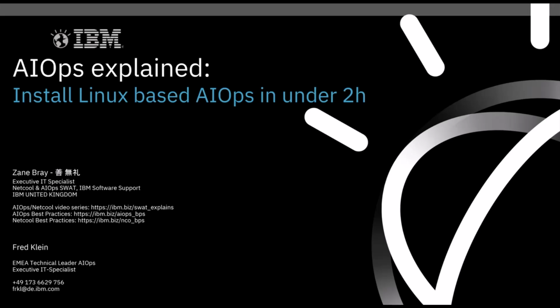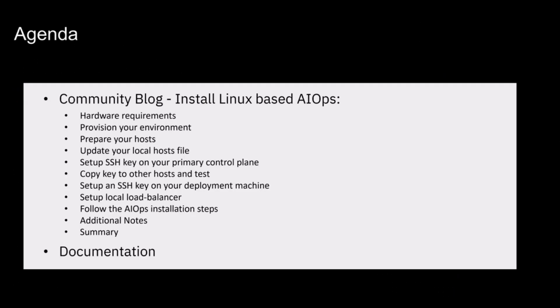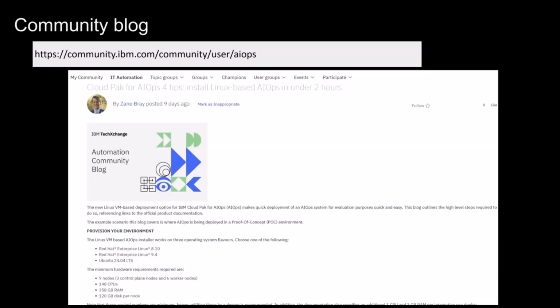That was fantastic. Today, we're going to talk about installing the Linux version of AIOps, and that in under 2 hours. And for this purpose, we have a community blog. This video is going to talk you through this blog. So what are the single steps that you need to do? And rounding it all up, we have the link into the documentation so you can read it yourself. All that is there. And without further ado, here's the community blog that we're going to use.